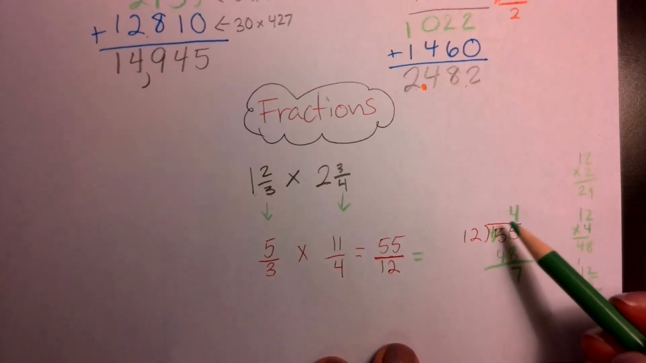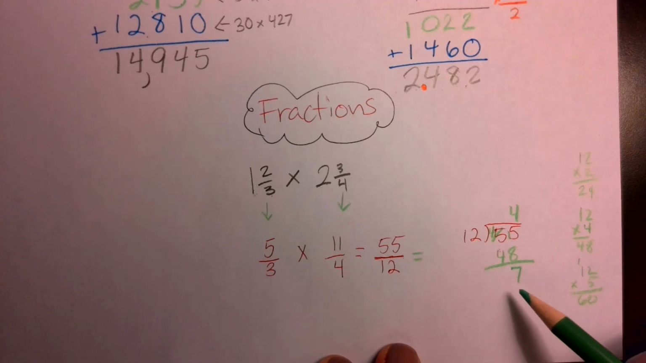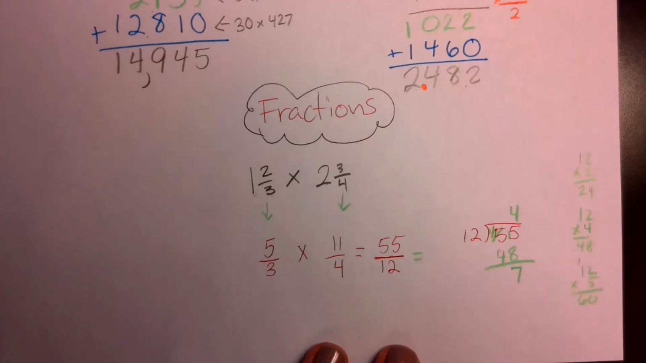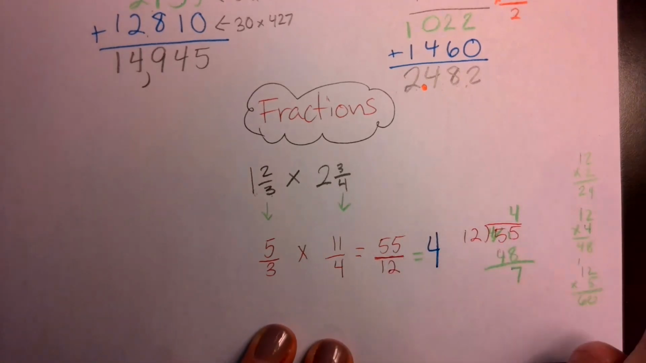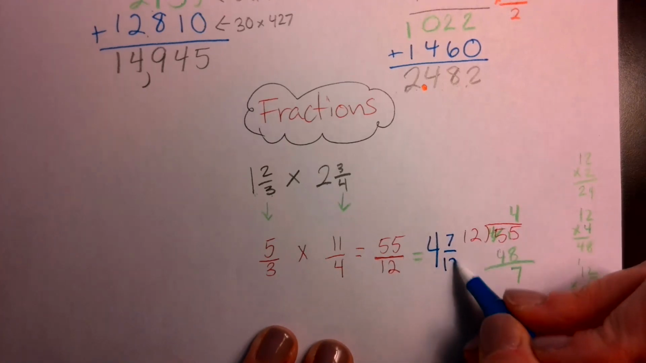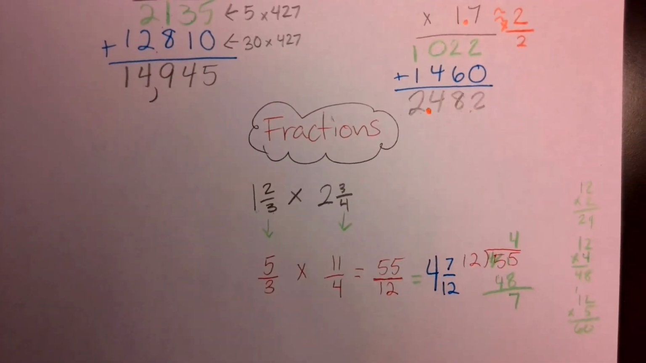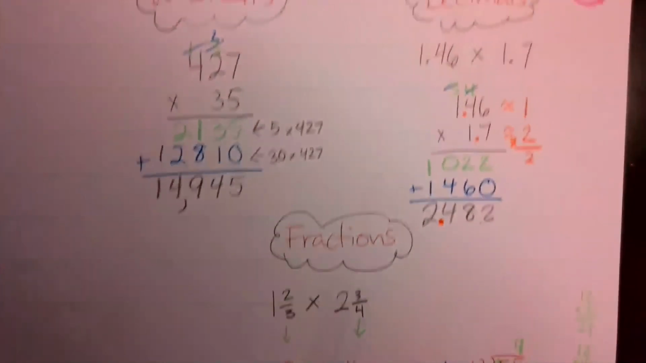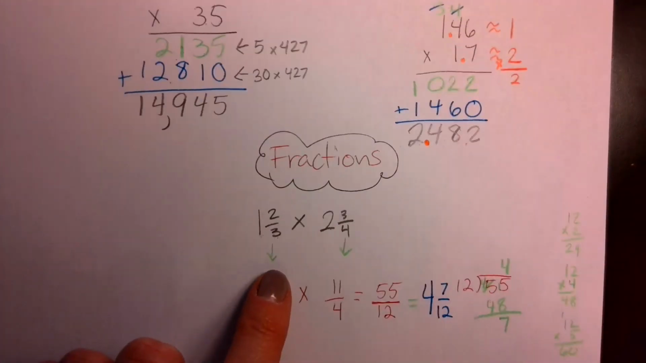How'd you do? So when I divided, I got 4 wholes with 7 left over. So putting that in as my final answer, I'm going to have 4, because 12 went into 55 4 times. There was 7 left over out of 12s. There's my final answer for fractions. All right, you are set in reviewing how to multiply whole numbers, decimals, and fractions. Good luck.